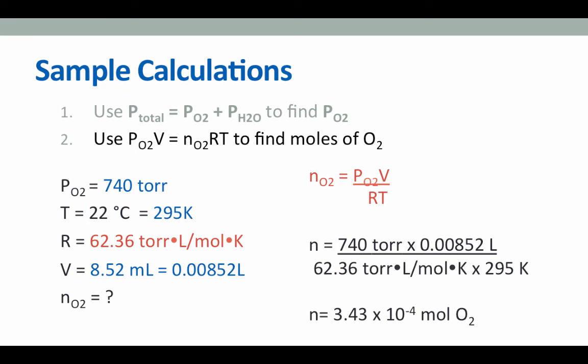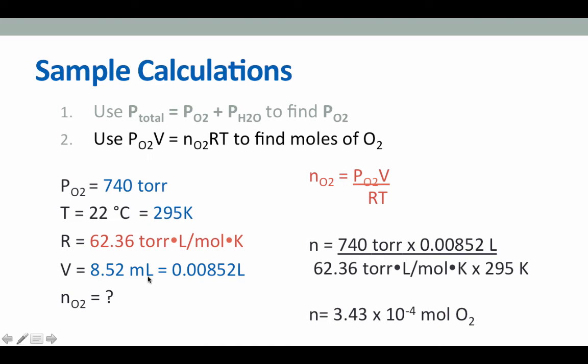Alright, so now that we have the pressure of oxygen equal to 740 torr, our room temperature was 22 degrees Celsius, which is approximately 295 Kelvin. I know that I'm going to be using the ideal gas constant in terms of torr because that's what my pressure is. So that's going to be 62.36 torr liter per mole per Kelvin. I can now enter in the volume change that I saw in my burette. So here my example is 8.52 milliliters.